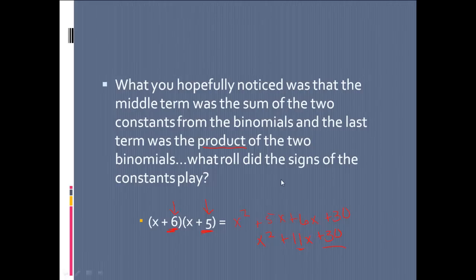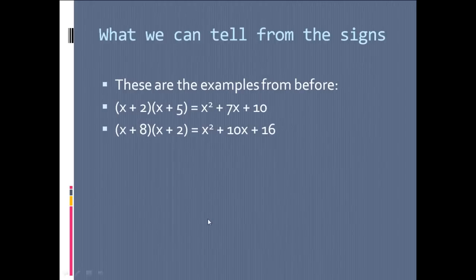And if you look at the signs, both of these were positive. Everything turned out to be positive in this one. So my last term is the product of these two numbers. My middle term is the sum of these two numbers. Okay, so let's look at the signs again. When I had positive and positive, everything turned out to be positives.